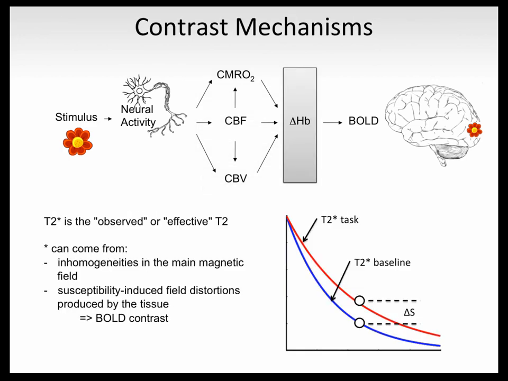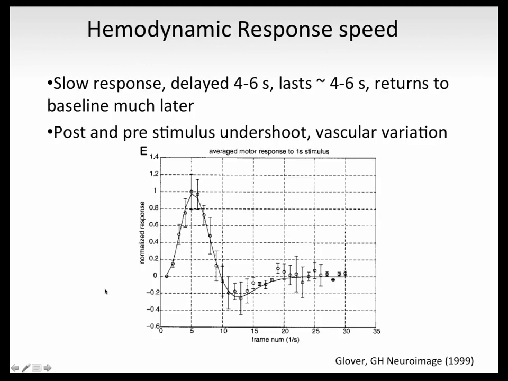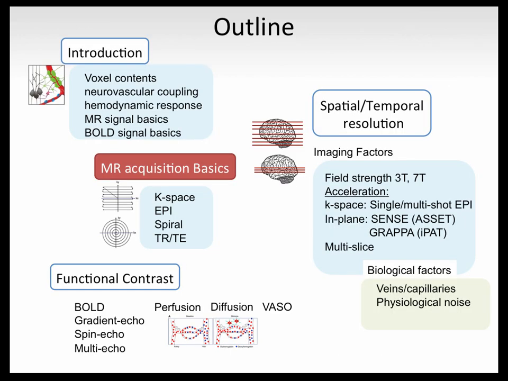And so the oversupply of oxygenated blood gives you the difference in the signal, which is what we're actually measuring. So we're actually measuring something called T2 star, which is basically coming from the difference in blood oxygenation. But also note that it can come from a few other things that we will want to control. I'll talk about that a bit later. So we'll move on to the basics of MR acquisition, going over things like K-space, EPI, spiral trajectories, and TR and TE.